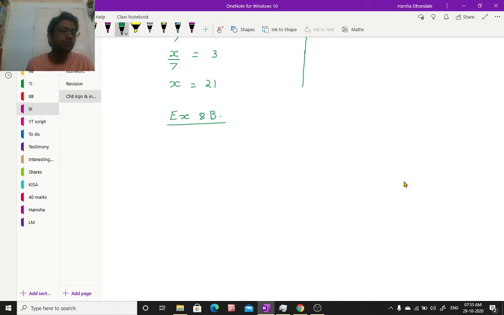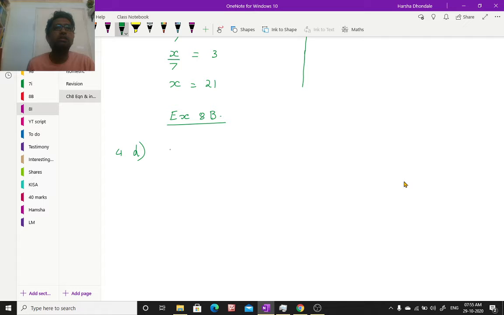Exercise 8B, problem 4, sub-problem D. Now this is slightly lengthy, that's all. I'll copy the question.